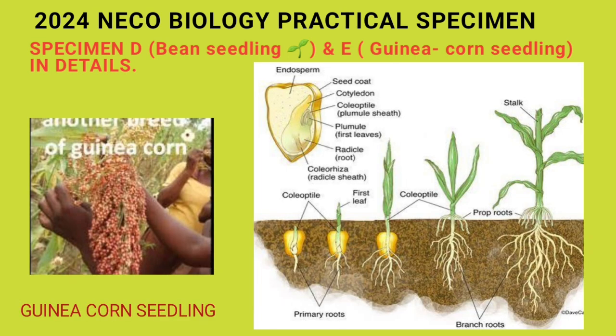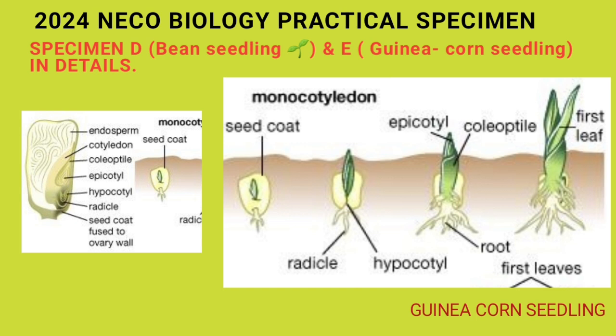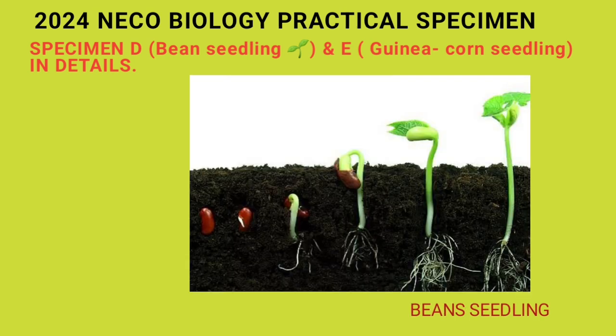That being said, you know that the dicot, which is the beans, has an epigeal germination. Now they want you to compare. Because you know that the beans is inside the soil, you can't see it, but there will be a pot labeled specimen D, and the bean seed is inside. They may ask you to gently or carefully remove the seedling that is inside the potted plant labeled D, and examine it with the one in the potted plant labeled E, which is the Guinea corn.